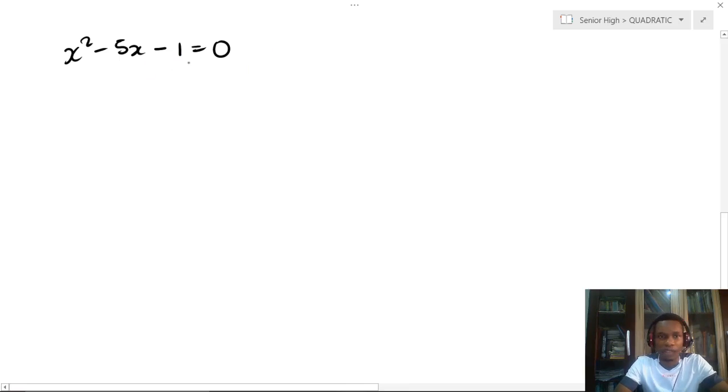It can't work, because our AC is 1 times minus 1 and our B is minus 5. There's no value that can possibly give this. So we now need to adopt our completing the square method. So we're working with the completing the square method.